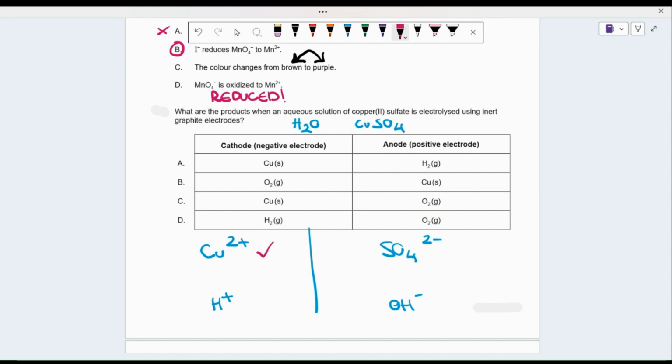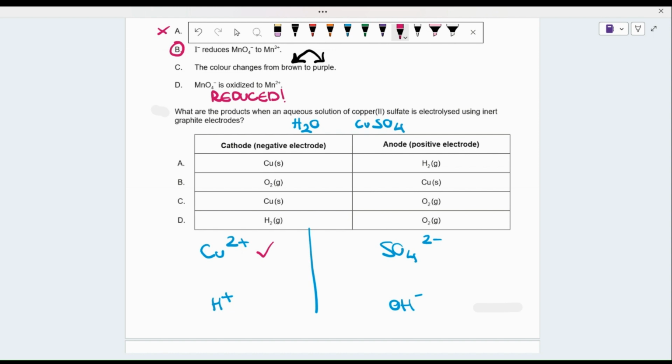So copper on this side. What about on the other side? Sulfate or hydroxyl? The rule here is halide beats hydroxyl, hydroxyl beats anything else. Okay. So that is a very loose rule that you can base your decisions on.